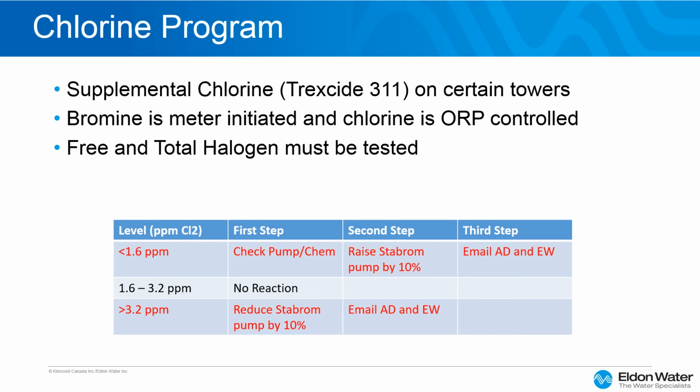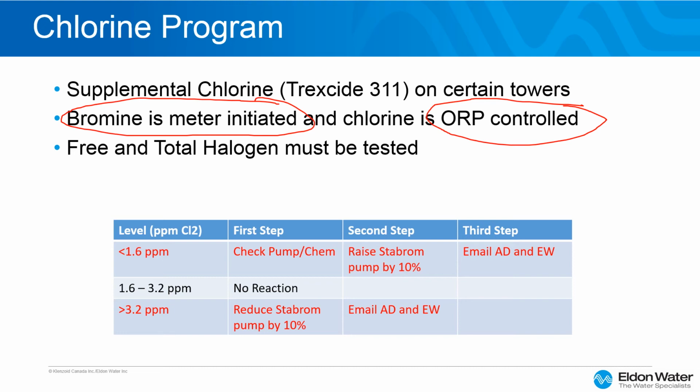And these programs are a little bit different in the sense that your bromine's meter initiated, but your chlorine's ORP controlled, and that can make some control issues. But it's really important to know that you're just going to be testing for the bromine and the chlorine, but the adjustments to the chlorine will be made by Eldon Water.